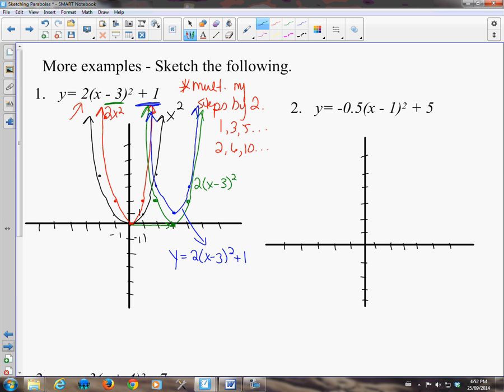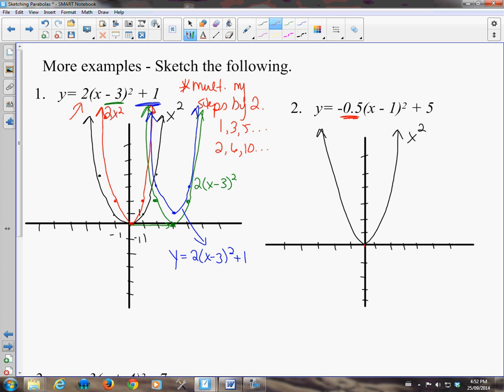So if we start with our x squared, vertex is at 0, 0, over 1, up 1, over 1, up 3, and there's x squared. Our first number is -1/2. The negative is going to flip it upside down, and the 0.5 is going to make the graph wider.